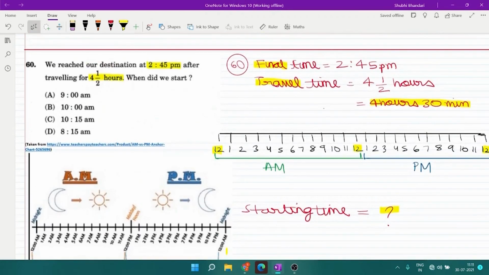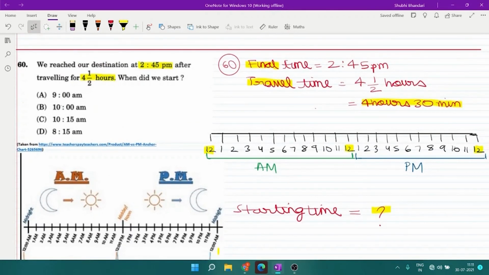Now to solve these kind of questions, we will locate our final time on the number line, and then from there we will count backwards. So 2:45 PM. So that will be somewhere over here, 2:45 PM. Then travel time was 4.5 hours. But this is the final time. Matlab, we have to go 4 hours 30 minutes before this time to find our starting time. So first let's go 4 hours behind.